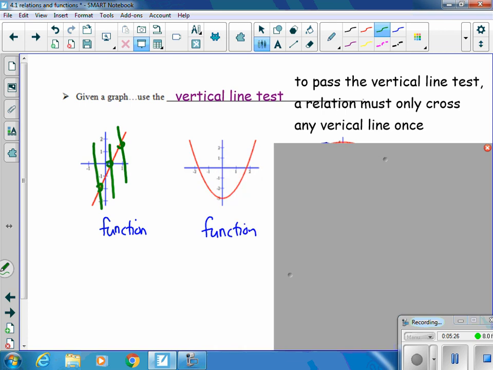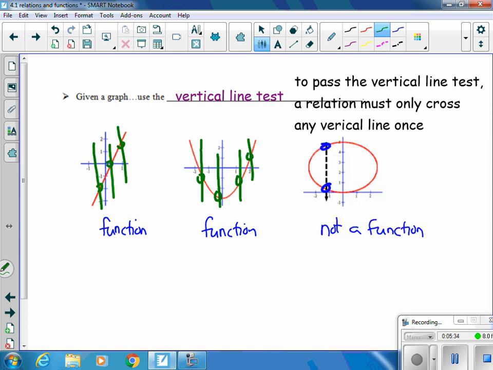A parabola is also a function, because no matter where I draw a vertical line, it will only cross that relation in one location. However, a circle is not a function, because almost any vertical line I draw is going to cross in two locations.